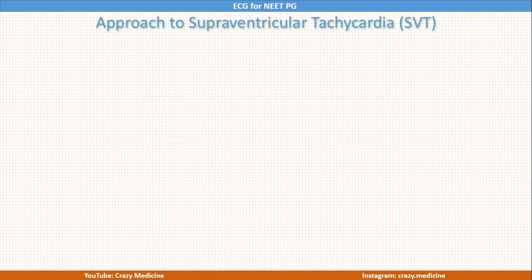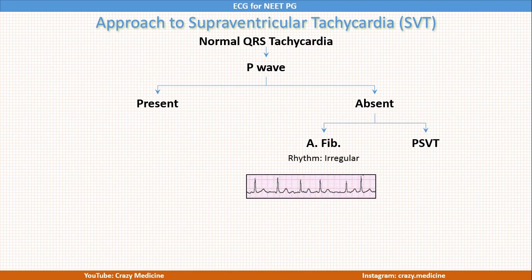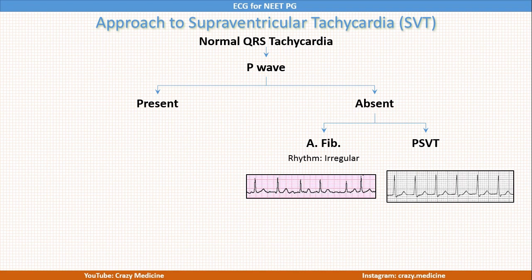First is the approach to SVT. The QRS complex is narrow in SVT. Next step is to check for P waves, whether they are present or absent. If absent, there are two possibilities, which are atrial fibrillation and paroxysmal supraventricular tachycardia. Rhythm is irregular in atrial fibrillation and regular in PSVT. In atrial fibrillation, fibrillatory waves are also present in between.